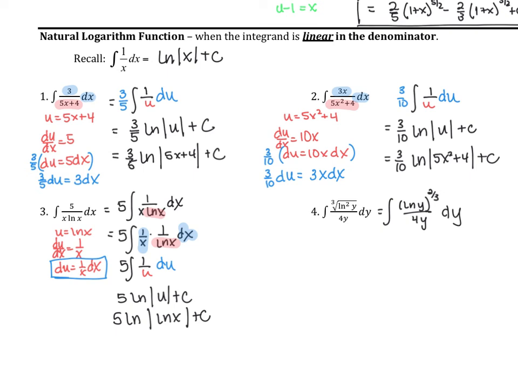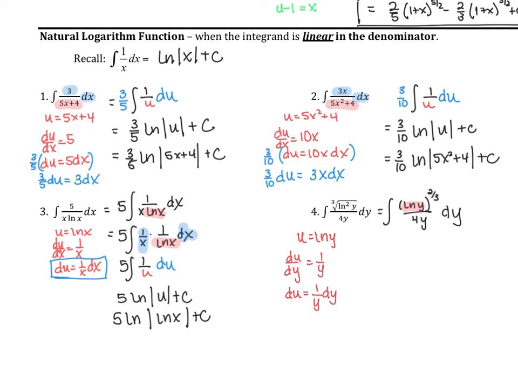But I think writing it in this form makes it a little bit easier to see what we should let our u be. So let's let our u be the natural log of y. That would be my inside function. Even though it's not in the denominator, it's still my inside function. And therefore I would get du dy equals 1 over y. So du equals 1 over y dy.